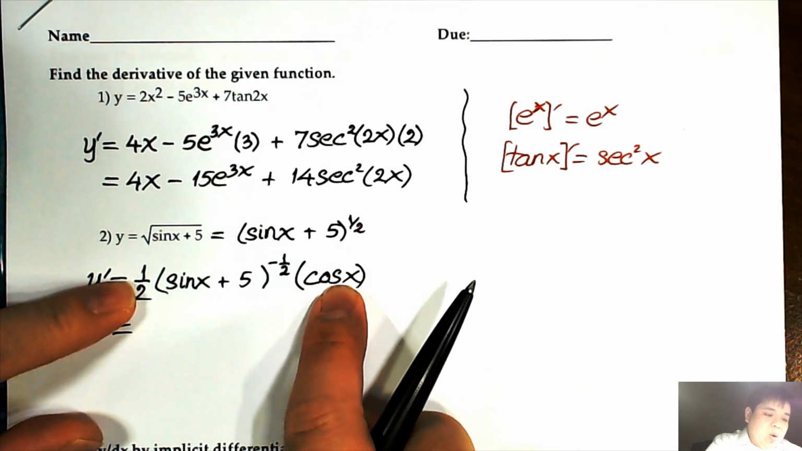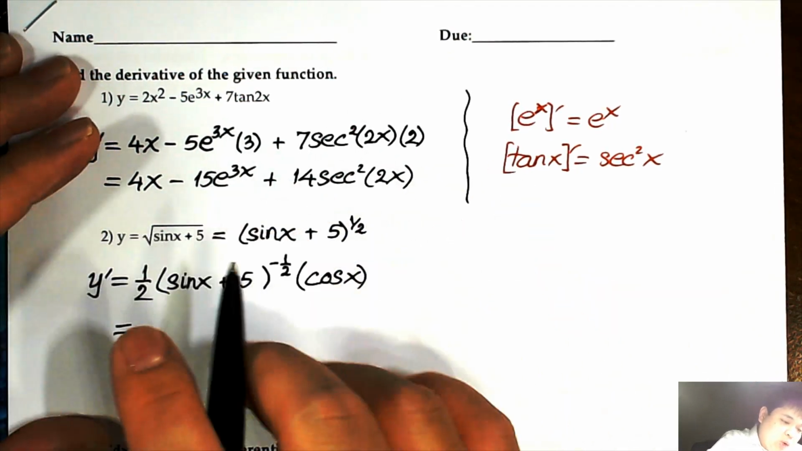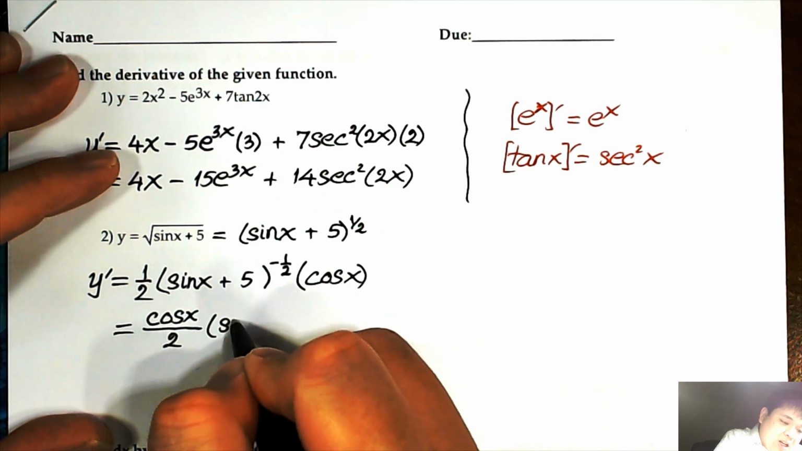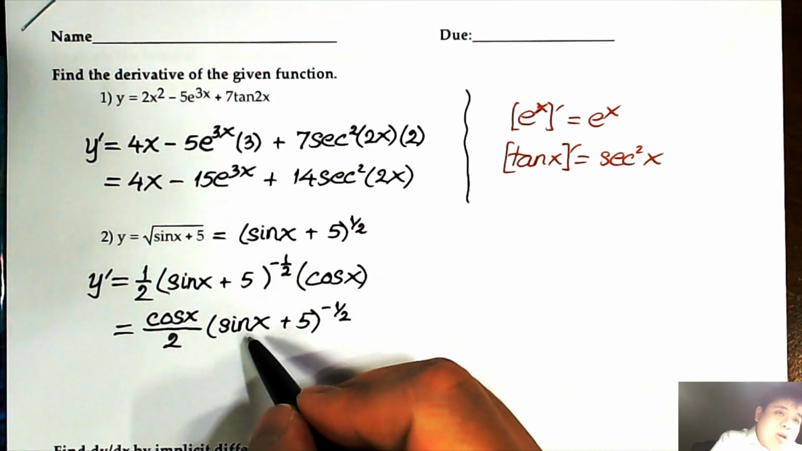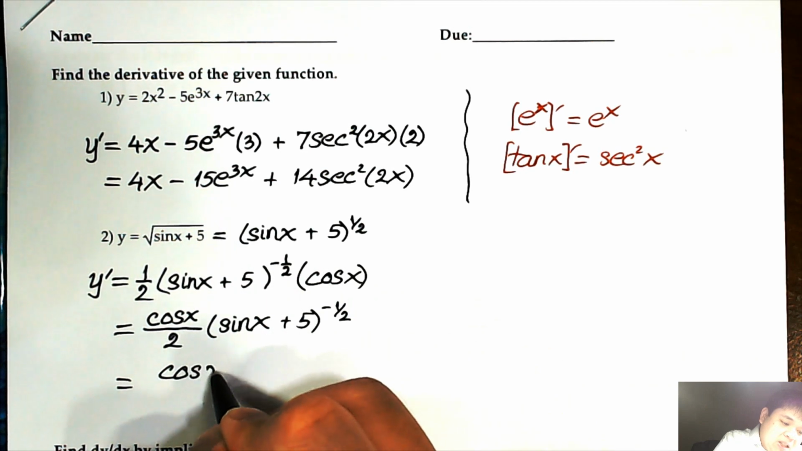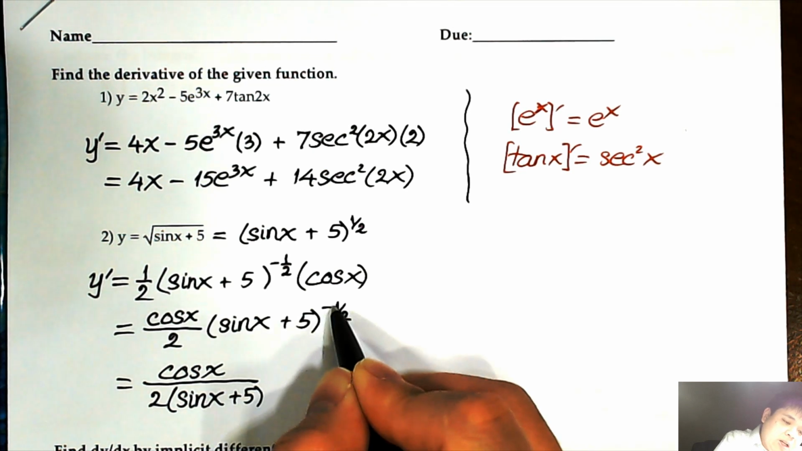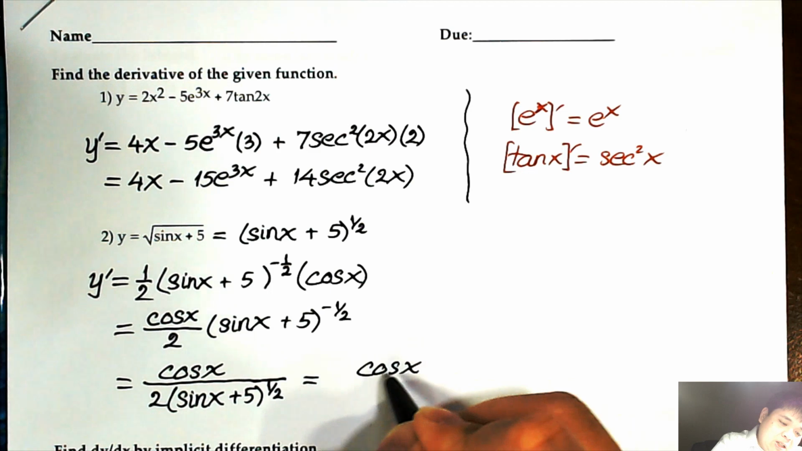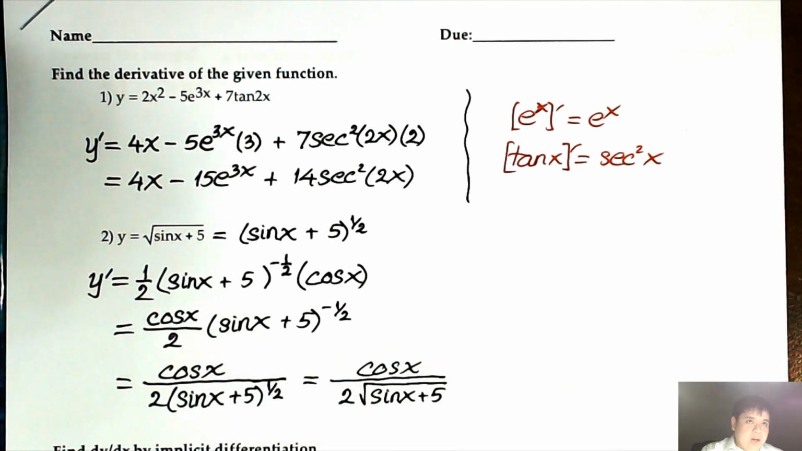And we can multiply the cosine x and the 1/2. The sin x plus 5 to the negative 1/2, we cannot do anything with it. So just say cosine of x over 2, and then we just write it like that. If we want to, the negative exponent, we write that in the denominator. So I move this down. Negative 1/2 moves down to positive 1/2, and the 1/2 power is equivalent to the square root. So we can say cosine of x over 2 square root of sin x plus 5. Right. So that's what we have.